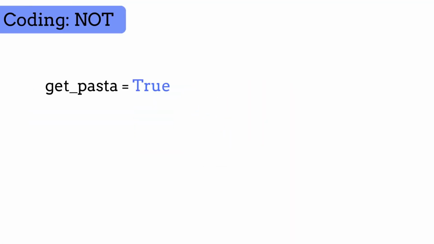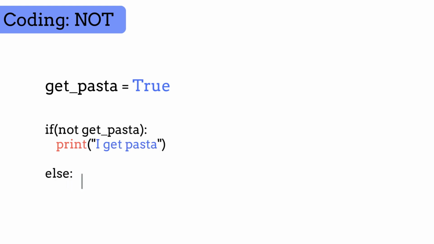Last we have the NOT operator. The NOT operator turns the true value into false and the false value into true. So let's create an if statement. If not get_pasta, print "I get pasta". Else, print "I did not get pasta". Here the else statement will execute because the NOT operator turned the get_pasta value into false.